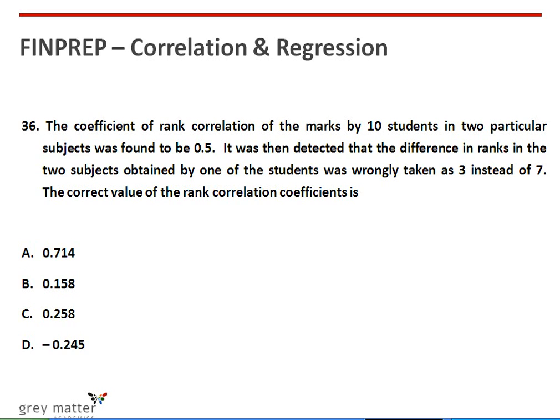36th question. The coefficient of rank correlation of the marks of 10 students in two particular subjects was found to be 0.5. It was then detected that the difference in ranks in the two subjects obtained by one of the students was wrongly taken as 3 instead of 7. The correct value of the rank correlation coefficient is?